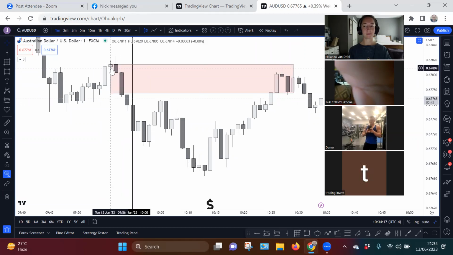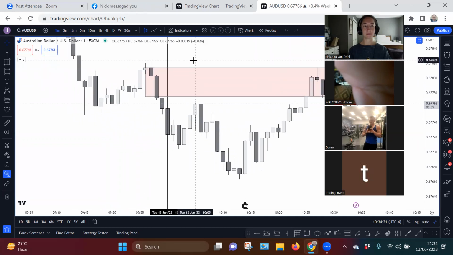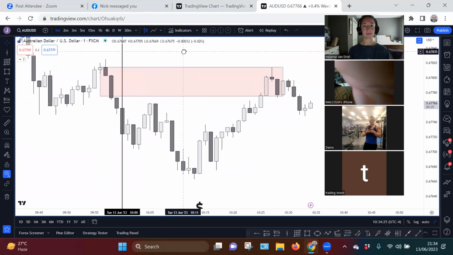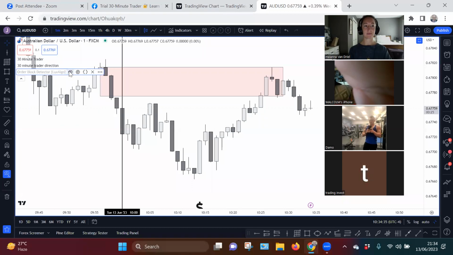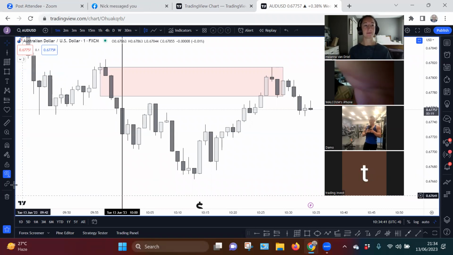Depending on what you call this particular candle, some people would call that a banker's candle, some people would call it an order block. There's a whole bunch of different phrases for this. That's why I just call them stabilizers. This is an indicator I use sometimes, the order block detector, and it's not on at the moment.